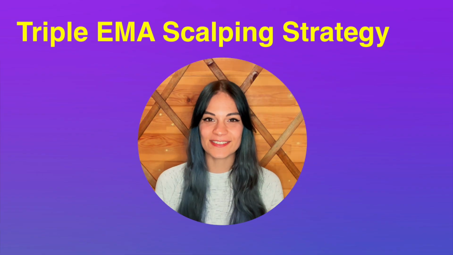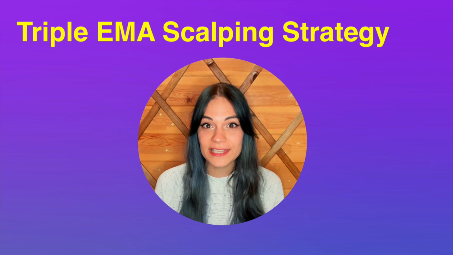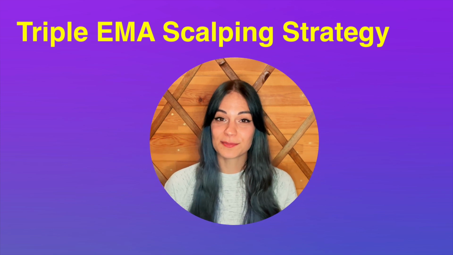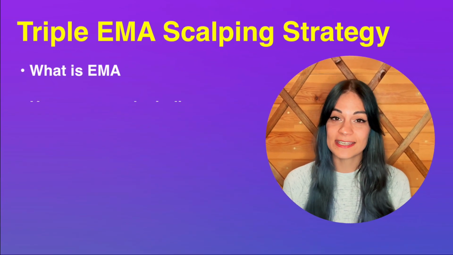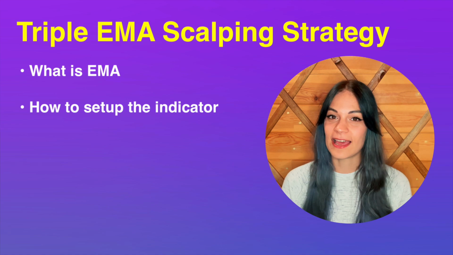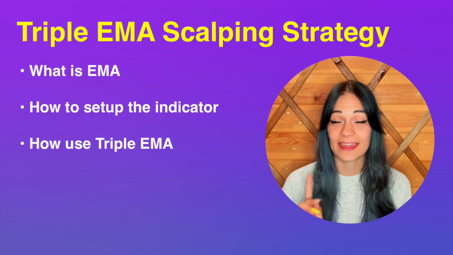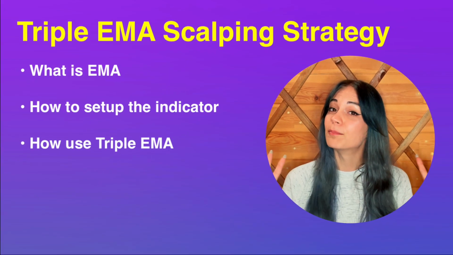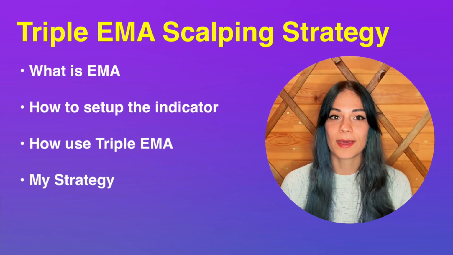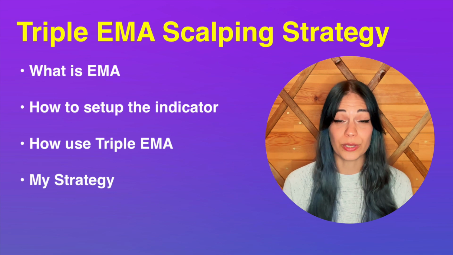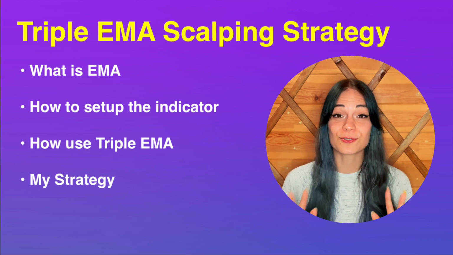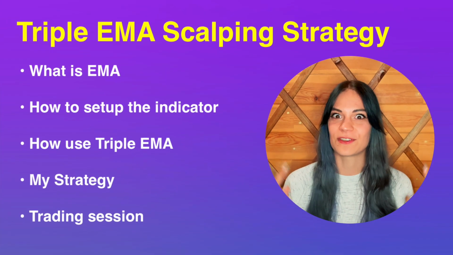Okay guys, in this video we will analyze an extremely effective scalping strategy, triple moving average. I will explain what exponential moving average is, show you how to set up this indicator correctly, and we will analyze the classic trading strategies, and then I will show you my own modified version of this strategy. This strategy allows you to greatly increase the win rate. And at the end, as usual, we are going to hold a trading session with that specific strategy.